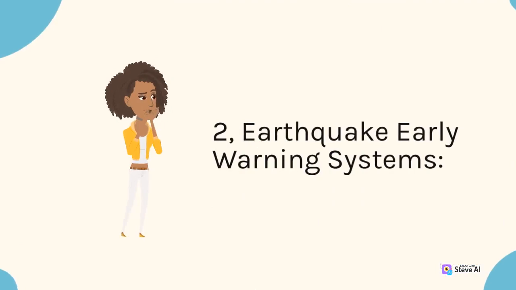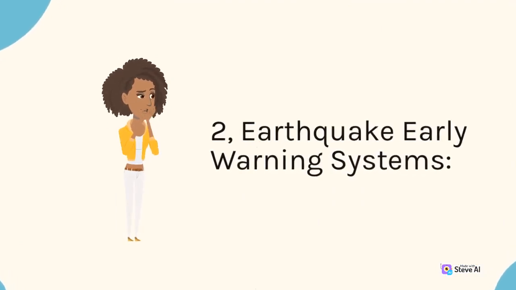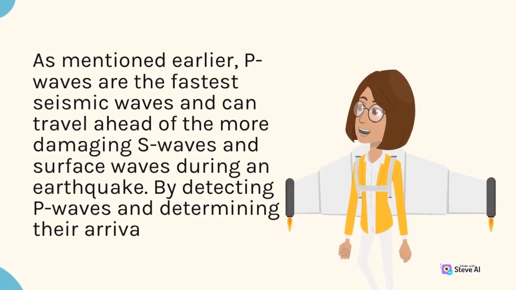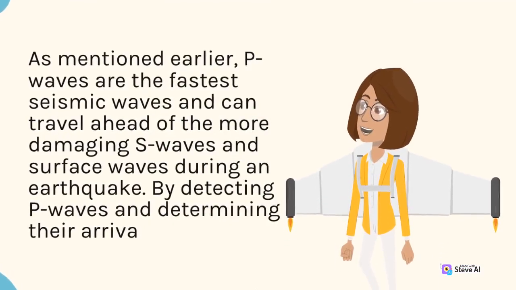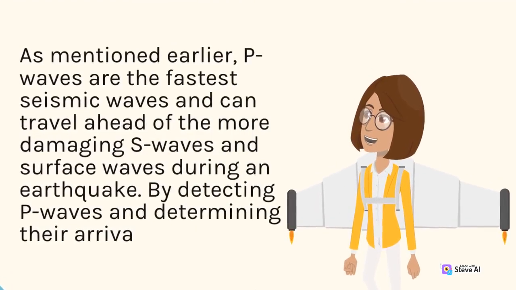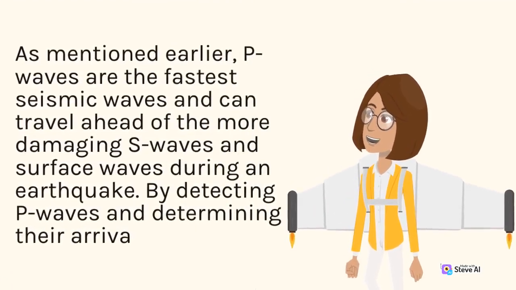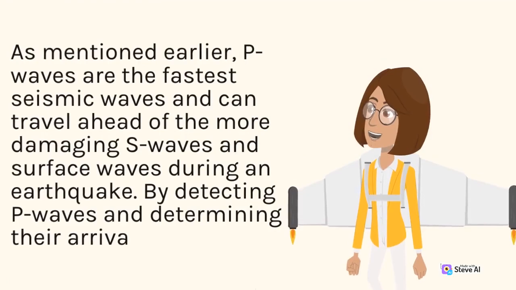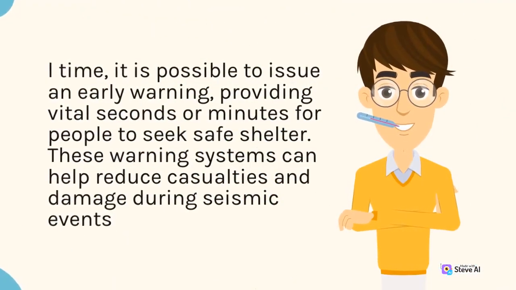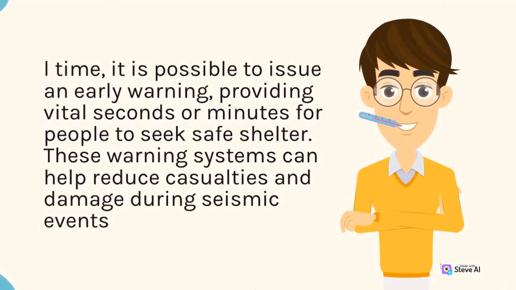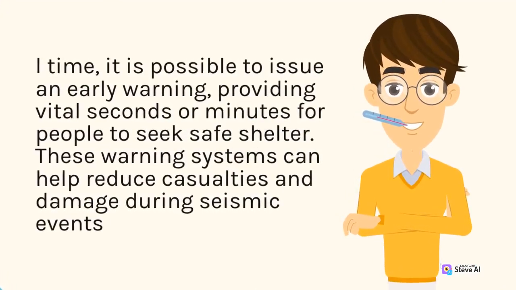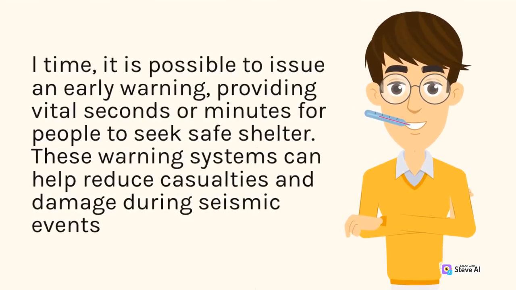2. Earthquake early warning systems. As mentioned earlier, P waves are the fastest seismic waves and can travel ahead of the more damaging S waves and surface waves during an earthquake. By detecting P waves and determining their arrival time, it is possible to issue an early warning, providing vital seconds or minutes for people to seek safe shelter. These warning systems can help reduce casualties and damage during seismic events.